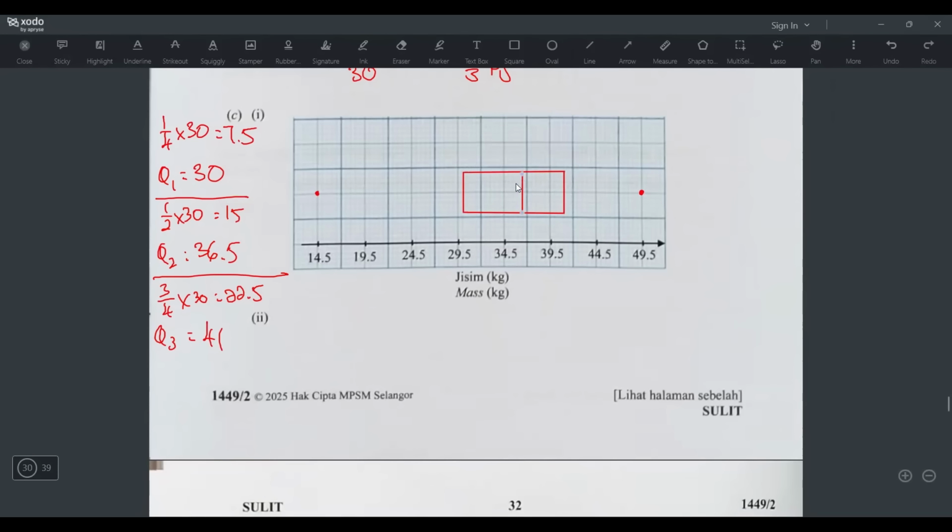Alright, and then what's next? Join this line right here and join this line right here. Okay, so this is how you draw the box plot. Okay, I'm done with the box plot. That's all. So now we can do the next part. Okay, what's next?